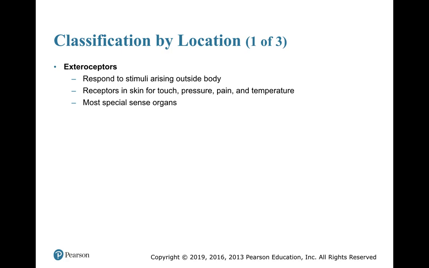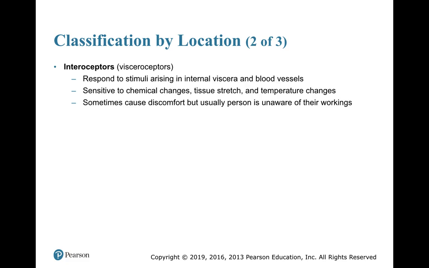Location, we have location of where the stimuli is coming from, really. We have exteroceptors that respond to stimuli that are arising outside the body. We have receptors in our skin for touch. We have others for pressure. All of them, if they're overstimulated, will give you pain signals, but there are also receptors for pain and temperature. Most of our special sense organs, which we will all find in our heads, sight, taste, smell, hearing, are exteroceptors.